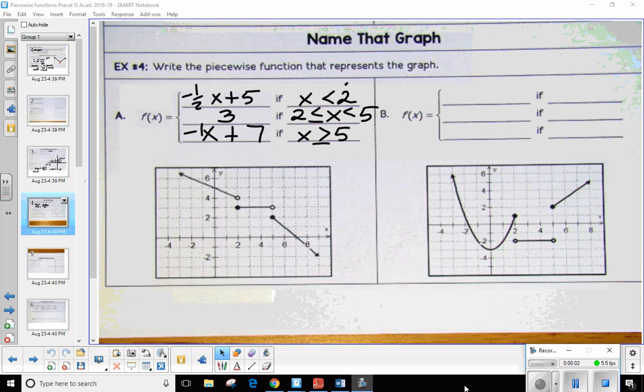Right, so let's go ahead and get started. We will continue with piecewise functions today.